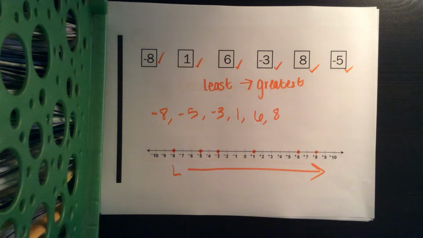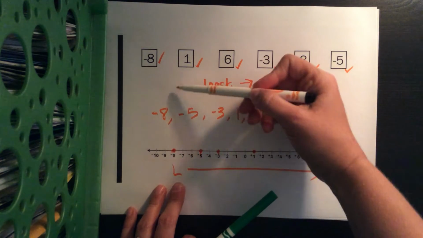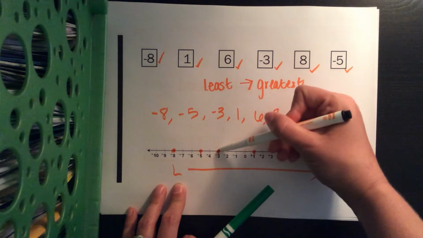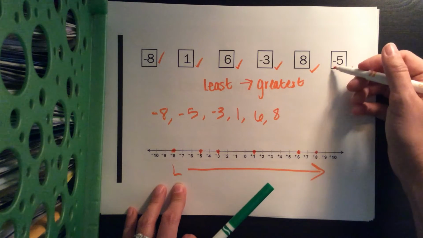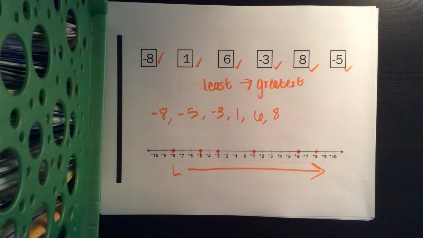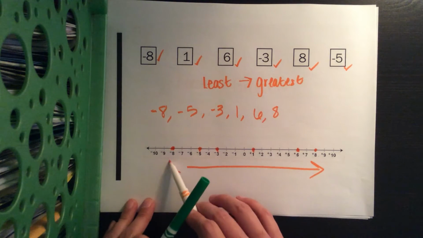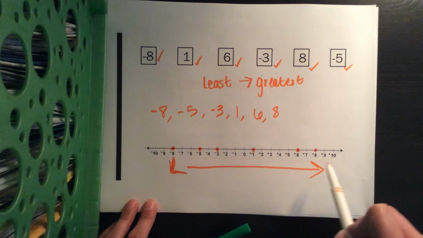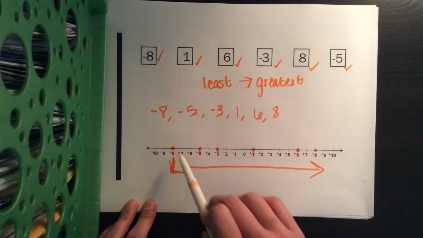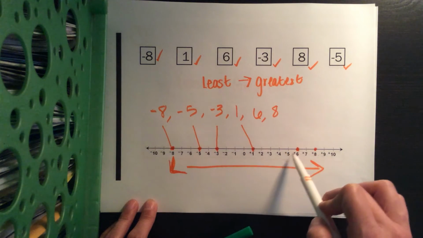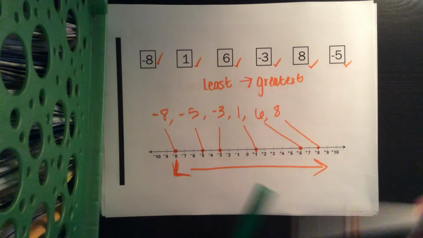If I plot these on a number line, we have -8, +1, +6, -3, +8, and -5. These are plotted on the number line, and it's easy to see them in order from least to greatest, because again, we're reading it like a book. The smallest to the largest. You start at the beginning of the book and you get into the more exciting stuff. So we have -8, -5, -3, +1, +6, +8.